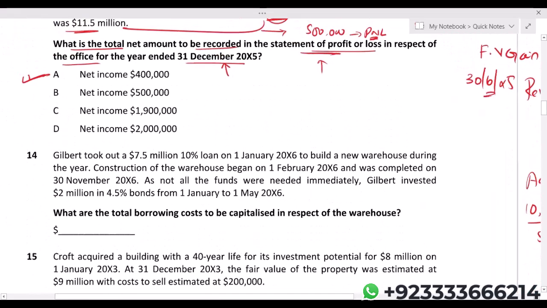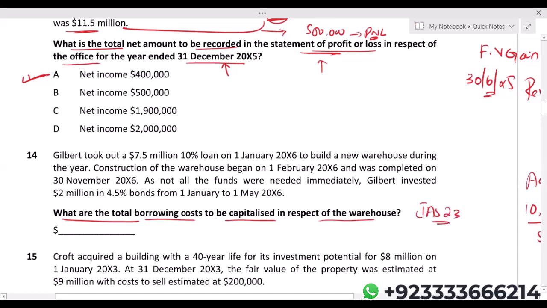Okay. Let's see the next question. What are they asking? What are the total borrowing costs to be capitalized in respect of the warehouse?